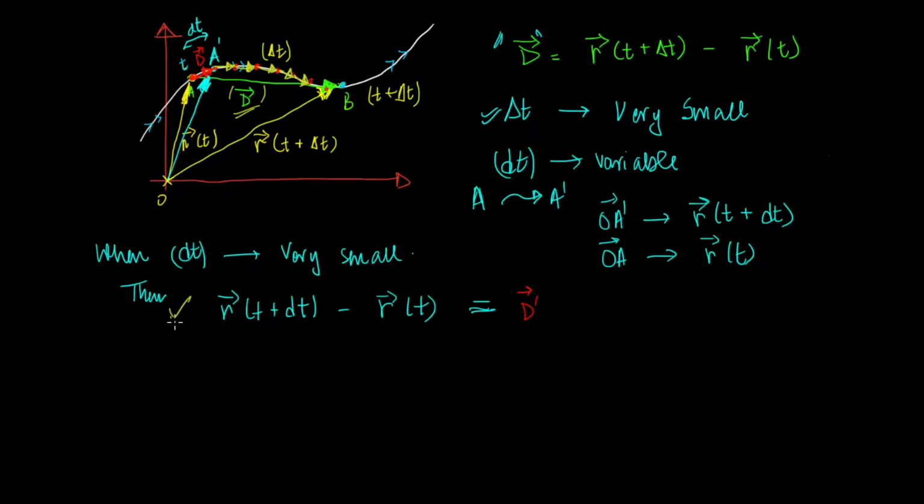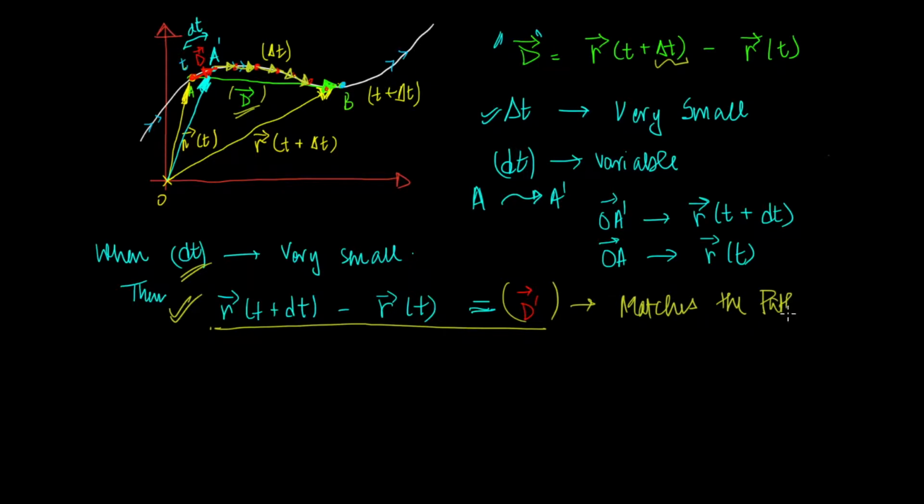So it's good to work with a small dt, or in other terms, a small delta t, because if you reduce delta t to dt, you get this equation. So our displacement now matches the path, and that's a good thing. And what we can do is take this d prime vector and define a corresponding velocity. Now remember, in a previous case when we took this d prime vector and divided it by the time over which we measured it, that gave us an average velocity.